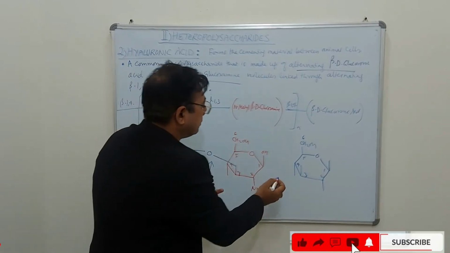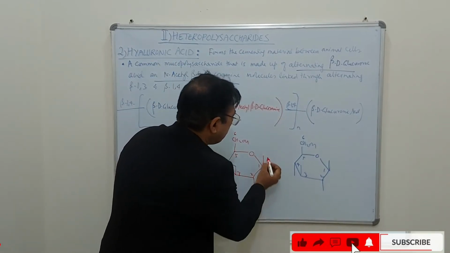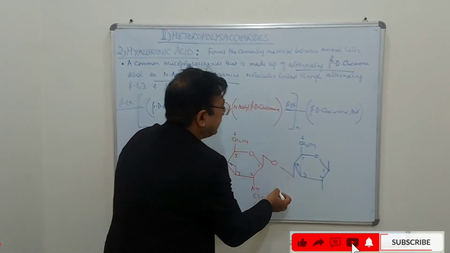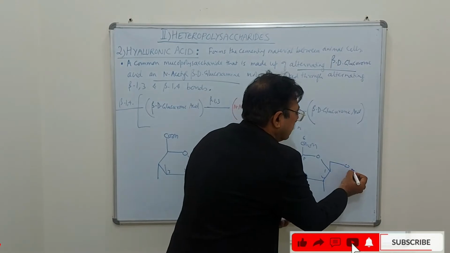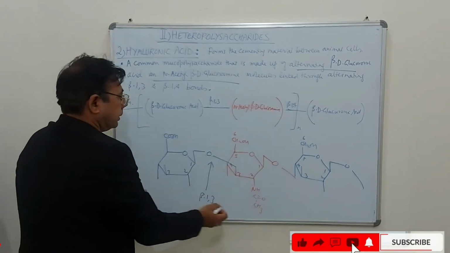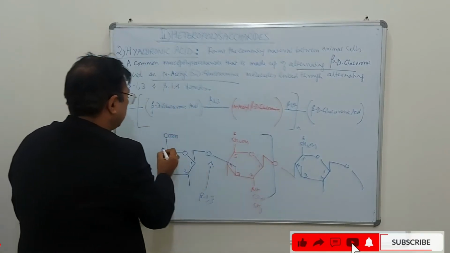So the next bond you have to make between this OH and this OH. So how will it look? It will look like this, and this structure goes on repeating. Again you have to make a 1,3 bond, and again the next 1,4 bond. So this is the repeating unit.